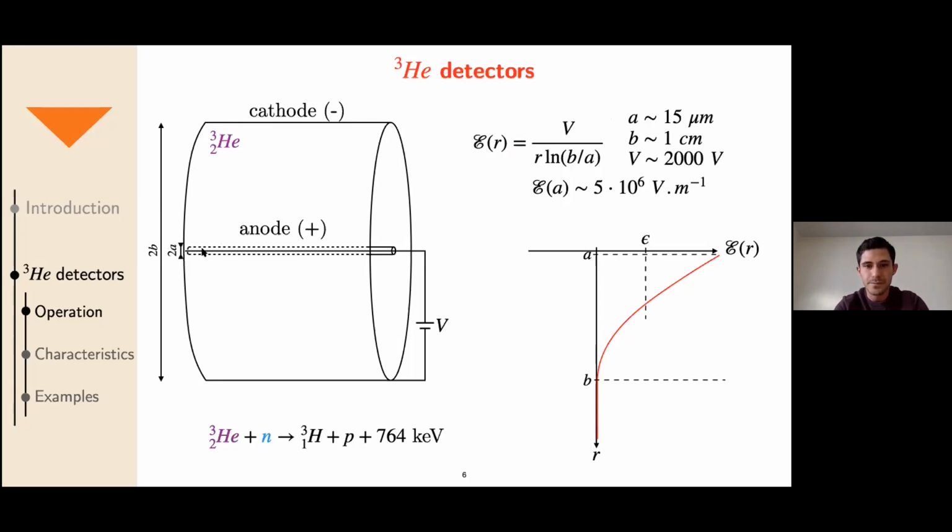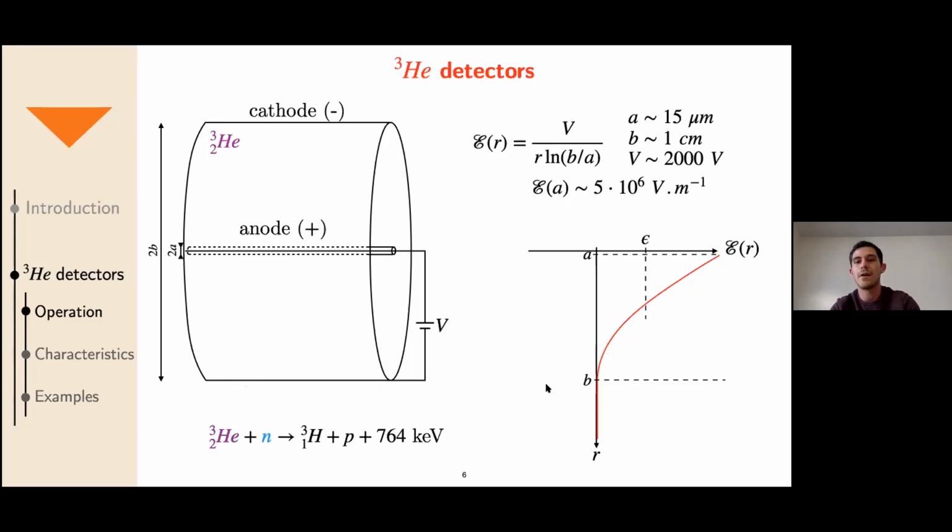The polarity of the applied voltage is chosen so that the electrons are attracted to the wire, which is then the anode, and so the cylinder is the cathode. The electric field is maximum on the anode surface, where it is equal to 5 times 10 to the power 6 volts per meter, and it is equal to 0 on the surface of the cathode.